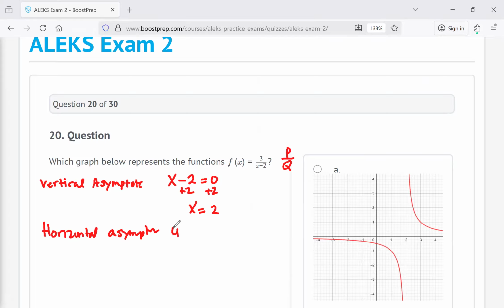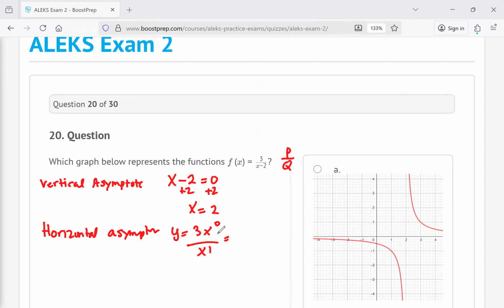So it's y equals, so what you do to find the horizontal asymptote is look at the highest term on the numerator and the highest term on the denominator. So your highest term on the numerator is just 3, or 3x to the 0. And your highest power on the denominator is x, or x to the 1, right?